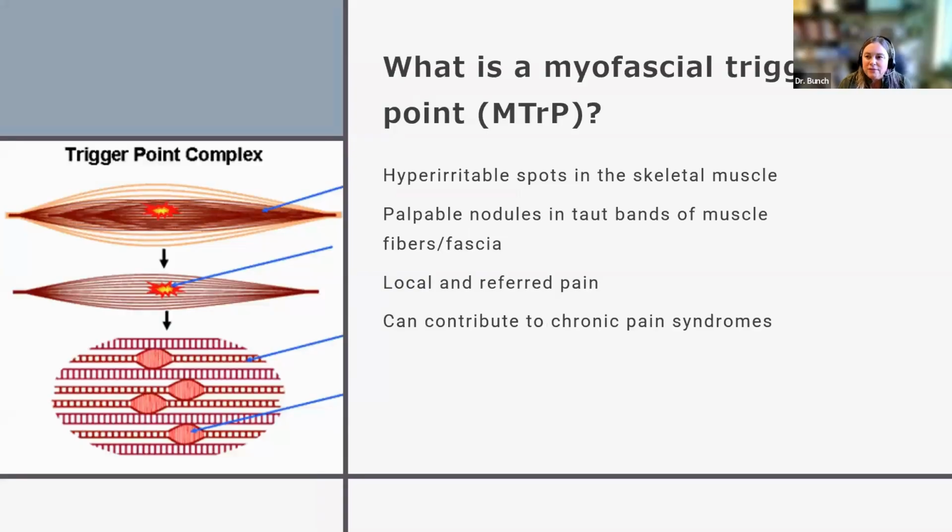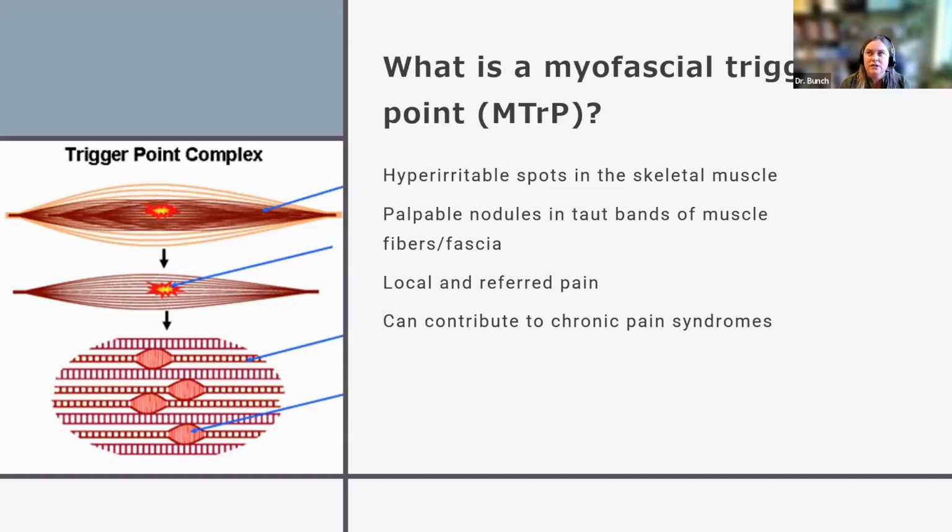So what's a trigger point? A myofascial trigger point. These are hyperirritable spots in a skeletal muscle. So a palpable nodule in a taut band of muscle fibers or fascia. And these, not always, but a lot of times when we palpate these, we get a twitch response, right? And it's repeatable. And these can cause both local and referred pain.